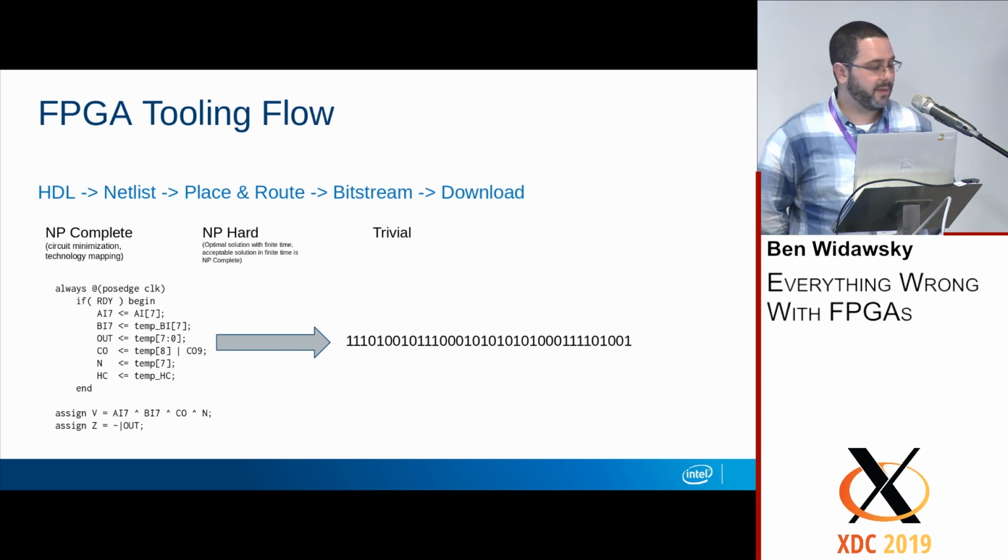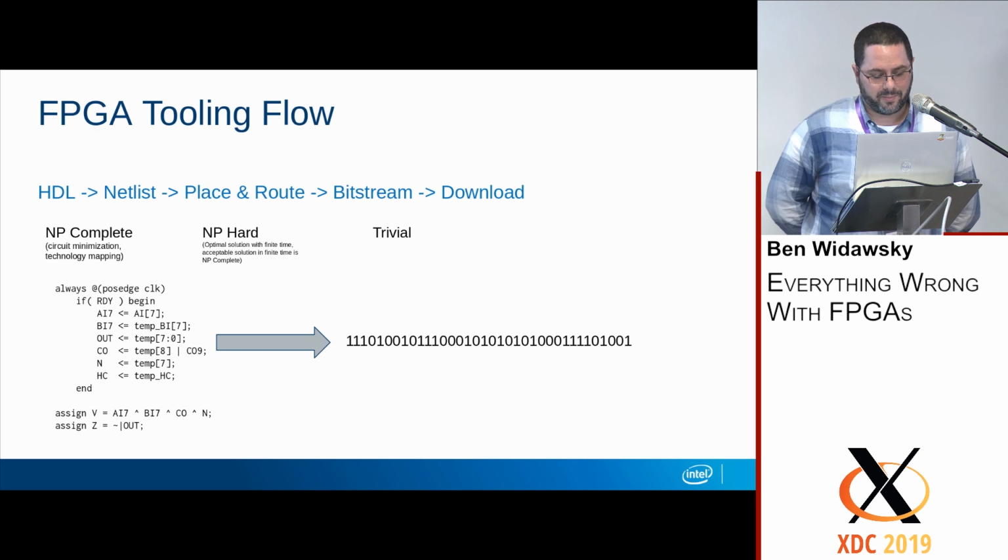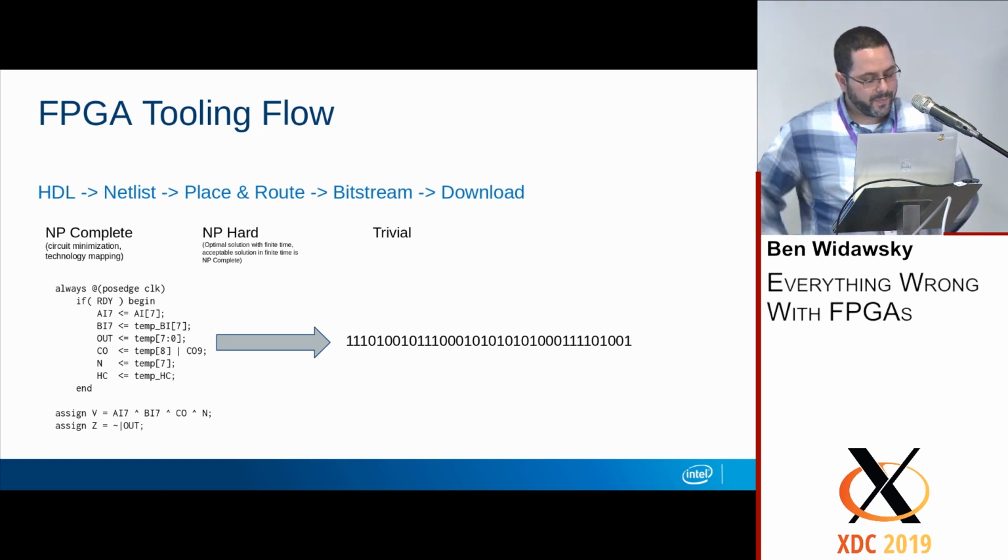Synthesis is NP-complete, circuit minimization and technology mapping, and an actual place and route in the real world is NP-hard. So I think you can constrain the problem a little bit, and I think it's technically NP-complete, but practically it's NP-hard. So there are quite a few challenges in here for the compiler folks in the room who are getting tired of shader compilers. The rest of the stuff is actually trivial, which is kind of cool.